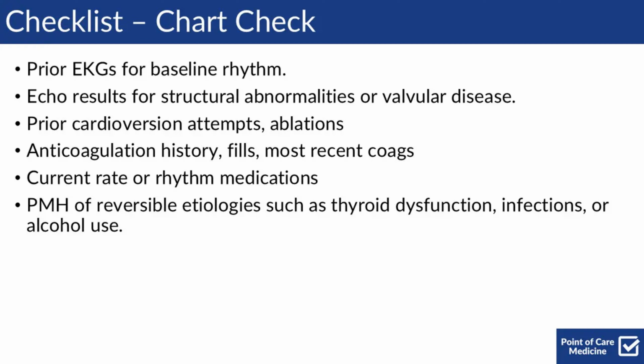Next, let's review the information you should look for in the patient's chart. Check for prior EKGs. You want to establish a baseline rhythm. Review echo results for structural abnormalities or valvular disease. Note any prior cardioversion attempts or ablations. Check the patient's anticoagulation history, including fills and most recent coags. Determine what rate or rhythm medications they're prescribed. Finally, note any past medical history of reversible etiologies for atrial fibrillation, such as thyroid dysfunction, infections, or alcohol use.